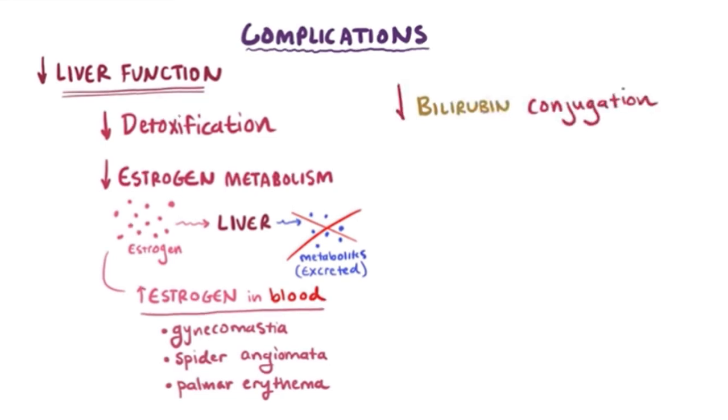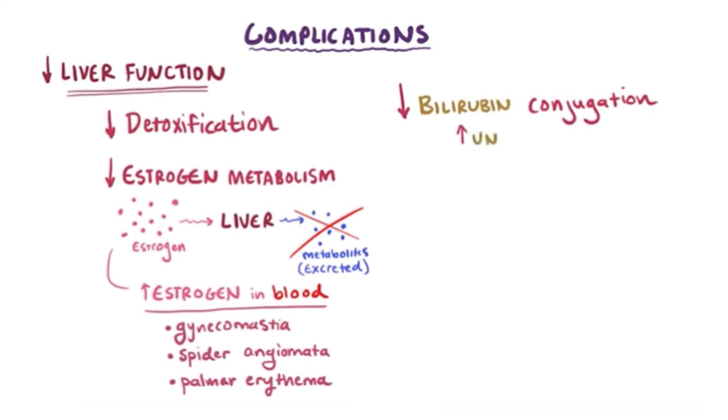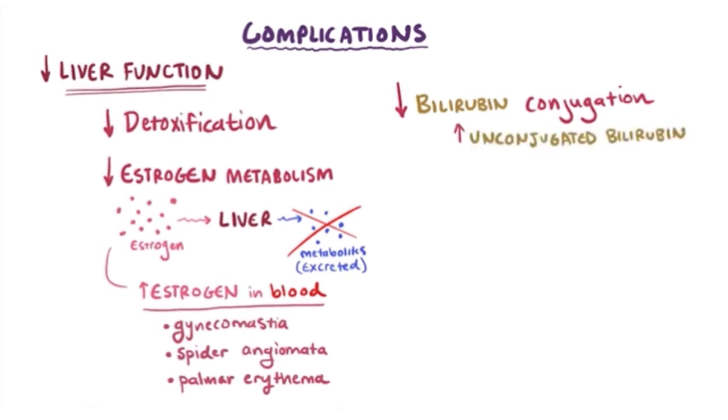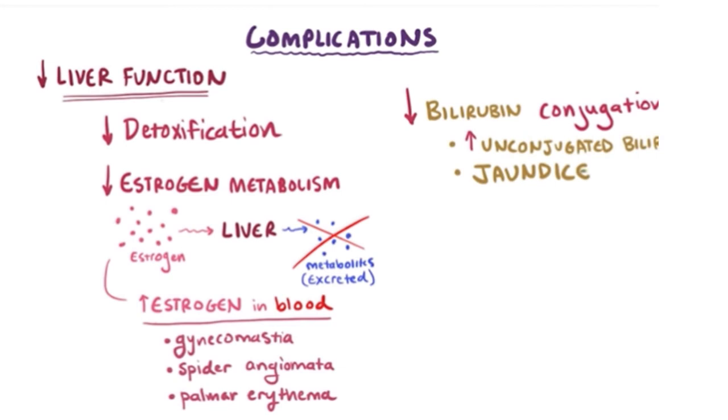Then there is also bilirubin. Conjugation is also decreased when liver function decreases, so there is an increase in unconjugated bilirubin. So there is production of jaundice.